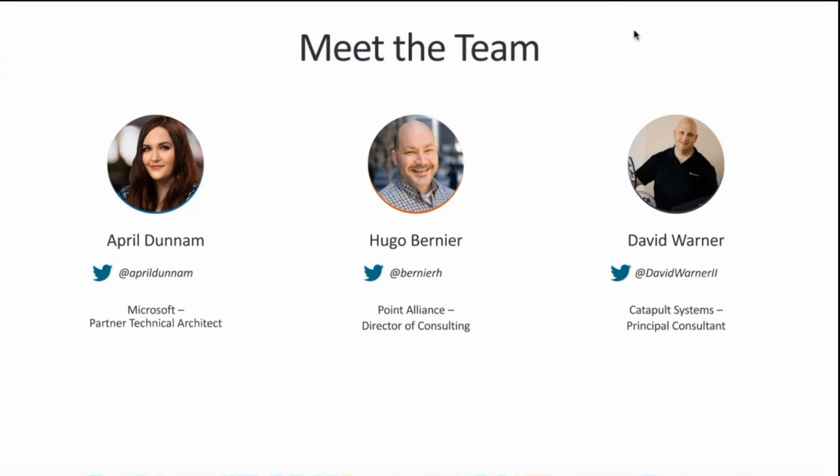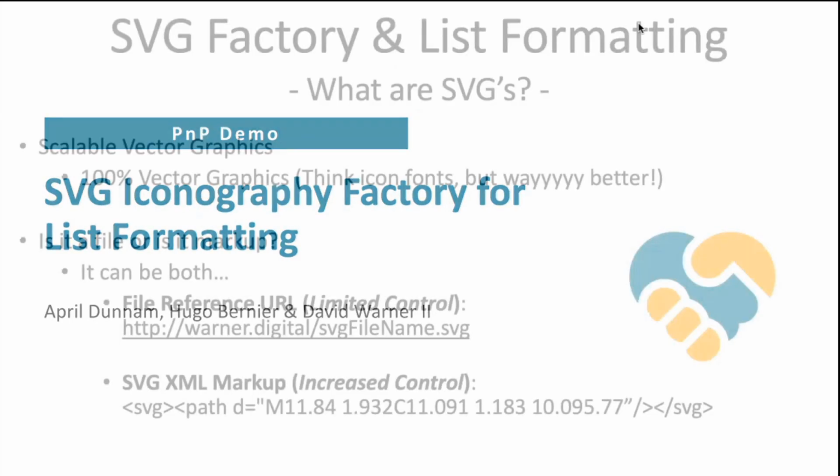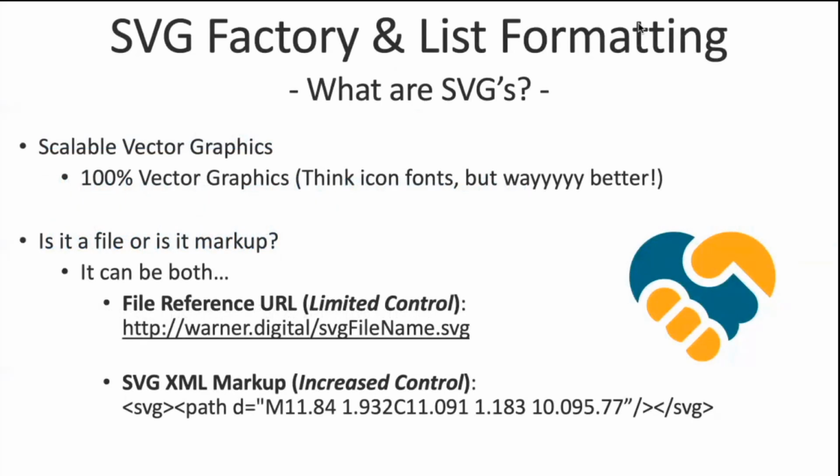What we're going to talk about today is an SVG Iconography Factory for list formatting. That sounds fancy pants, but what we want to show is that you can use SVGs directly within your list formatting. We may remember a few demos Chris had done flawlessly on how to utilize those SVGs through Inkscape or another vector-based solution. So what are SVGs and why do they matter? They're scalable and 100% vector. Compared to icon fonts implemented via CSS, it's way better because it is more scalable and more performant, and we'll see why.